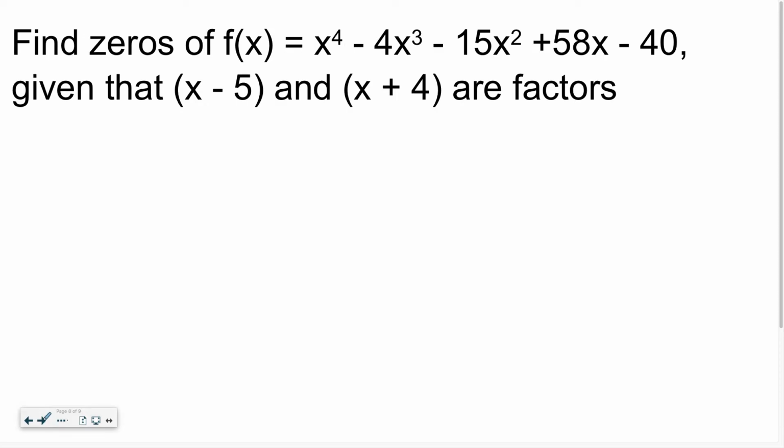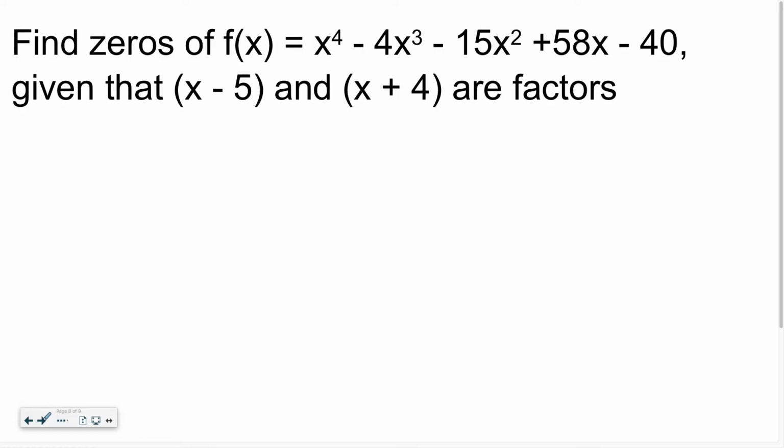Okay. All right, Kelly, what do we know? That you can plug in the x minus 5 and x plus 4 and find your zeros. Okay, so we know that x minus 5 and x plus 4 will give us two of the zeros. Okay, we know zeros are 5 and negative 4, right? Okay, what else do we know about those factors?